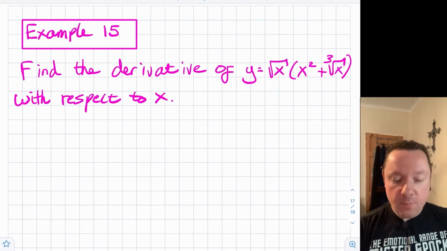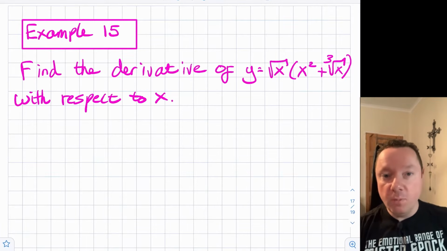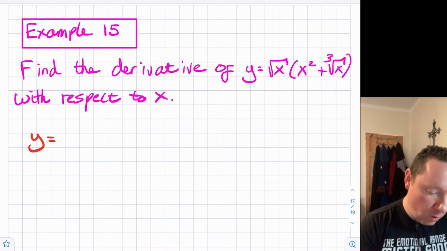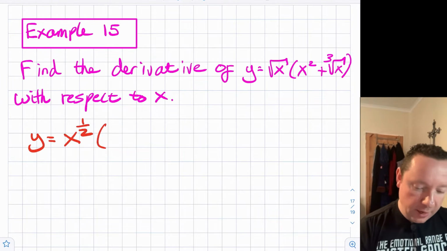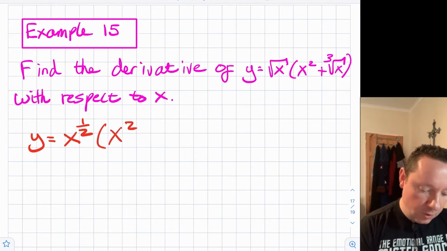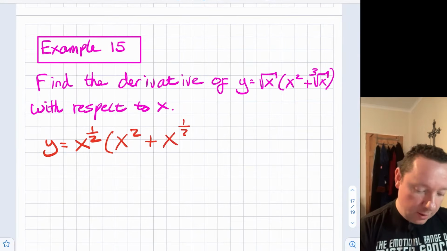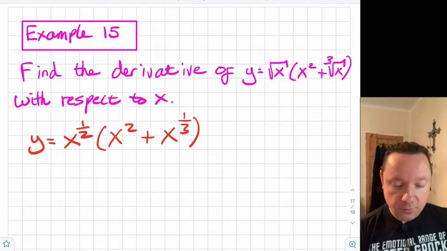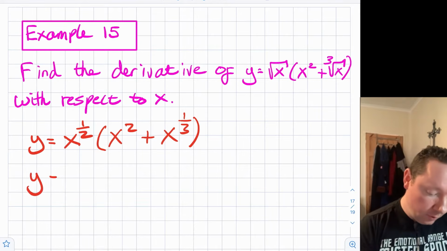You can't have brackets that are times by brackets or brackets times by numbers before you do anything. You have to multiply it all out and get it to separate terms. So let's do that. So y equals square root of x. I'm just going to straight away get rid of that, x to the half, times x squared plus the cube root of x, x to the third. So there's my first step. Let's get rid of all the roots and make them all powers so we can multiply them out easily enough.